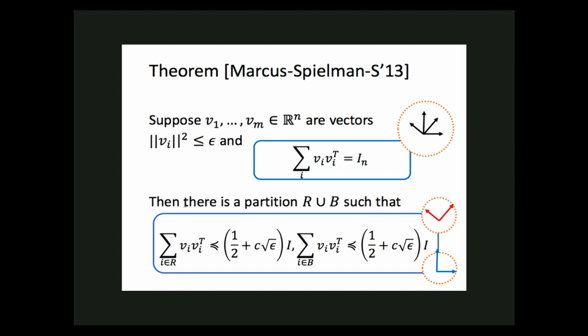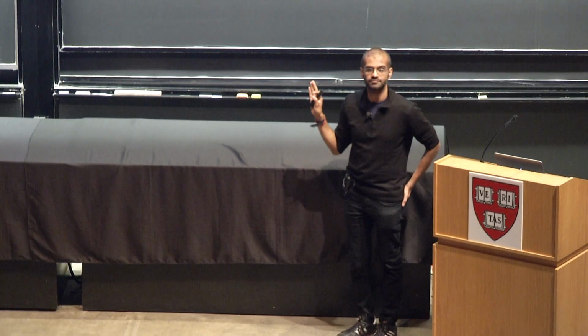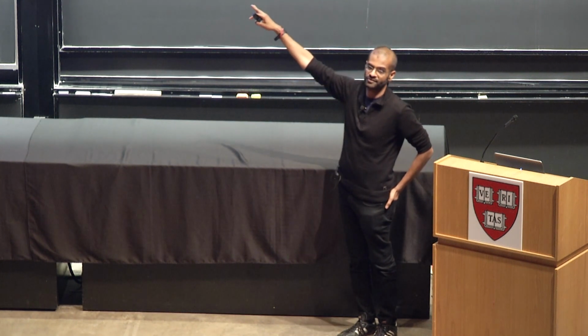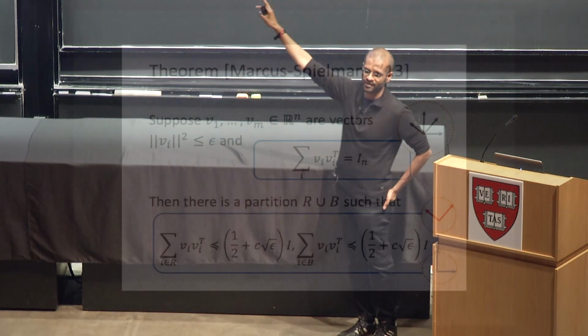So we say that, okay, if you have m vectors, the norms are bounded by epsilon. Then there's a partition into red and blue, so each part has eigenvalues bounded by half plus c squared epsilon. Okay, so not just bounded away from 1, but actually approaching a half as epsilon approaches 0. Okay, so that's the statement of the theorem. And are there any questions about the statement? Okay, you might wonder about this dependence on epsilon. You can also show that this dependence on epsilon is tight using some spectral graph theory examples.